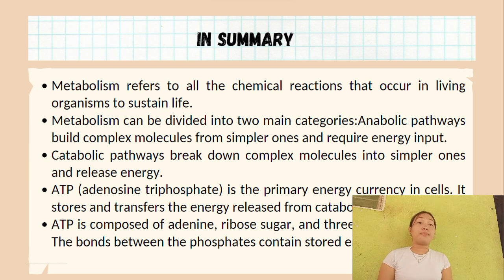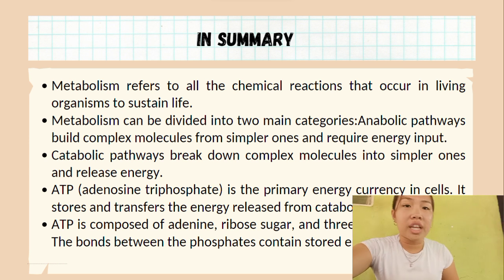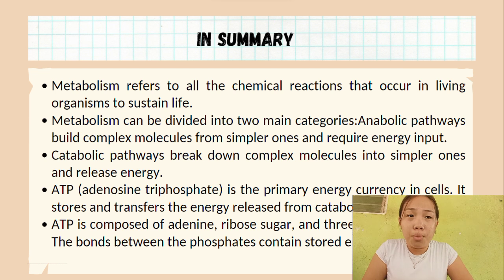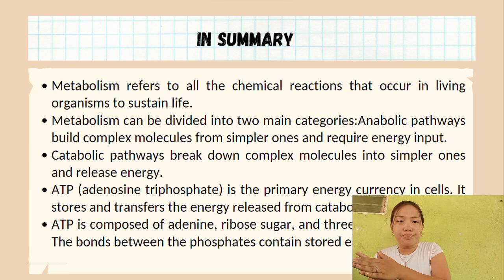First is metabolism, which refers to all the chemical reactions that occur in living organisms to sustain life. Metabolism can be divided into two main categories: the anabolic pathway, which builds complex molecules from simpler ones and requires energy input, and the catabolic pathway, which breaks down complex molecules into simpler ones and releases energy. Adenosine triphosphate is the primary energy currency in cells. It stores and transfers the energy released from catabolic reactions.